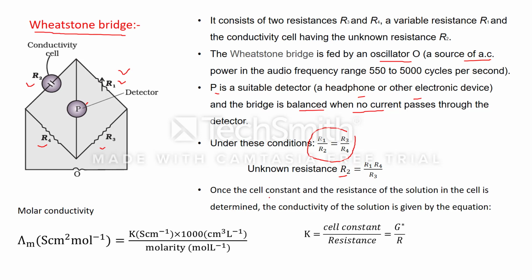Once the cell constant is determined, we discussed how the cell constant is determined, and the resistance of the solution in the cell is determined, the conductivity of the solution is given by this equation. Conductivity is equal to cell constant divided by resistance.